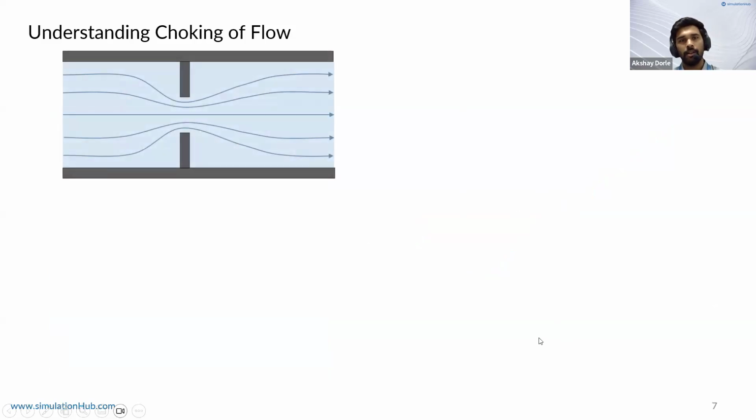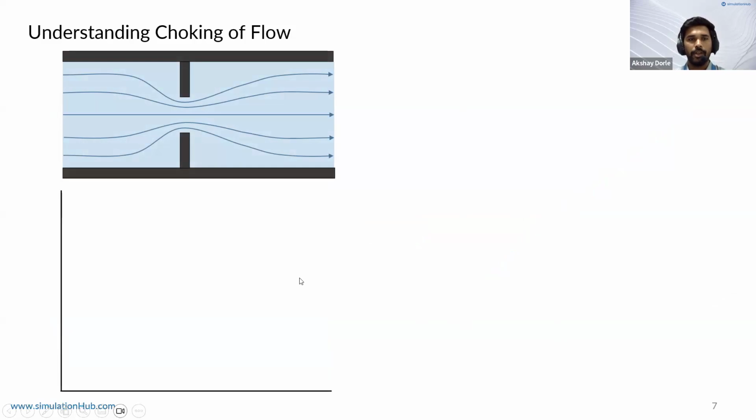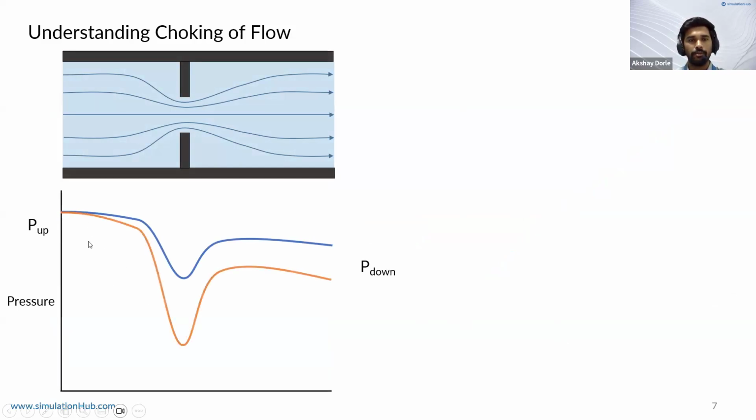But this is the ideal case. What would happen if we do it in the real world? To understand that, we again have two scenarios, where the blue curve represents the first pressure drop and the second curve represents the higher pressure drop. We introduce here something called PVC. PVC is the pressure at the vena contracta. The vena contracta is the area where it's the minimum. And we see here that the pressure drop for the second case is higher than that of the first case.